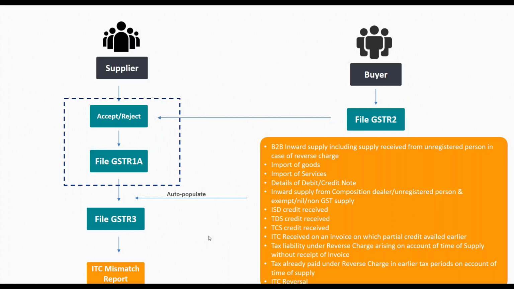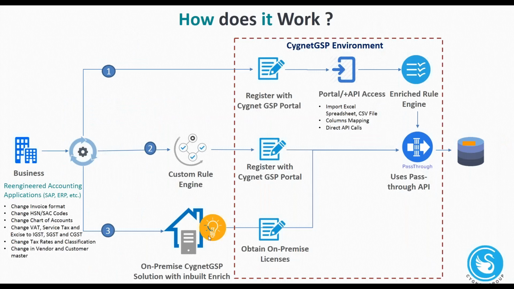this process would be quite smooth and quite simple. Now, businesses can move in three different ways for the GSP systems. One is people who are going to create their ASP solutions can use a GSP and straight away file the returns to the GSP systems. Other businesses can use a custom rule engine and register with a GSP portal and use pass-through APIs to file the returns. One more way is to have a Cygnet or any kind of GSP on-premise solution with an enriched API component, obtain an on-premise license of it, and using the pass-through API file the return.